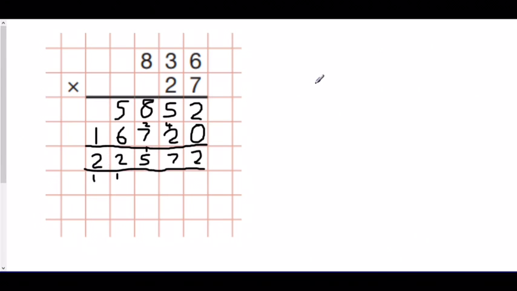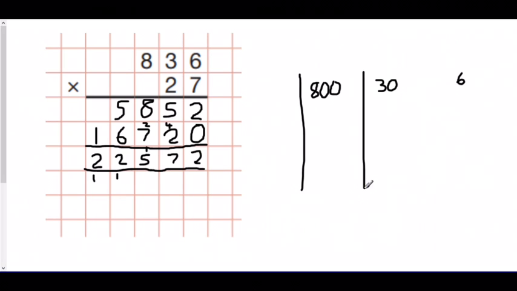22,572. If they really can't grasp that method, then if they get the right answer, they will still get 2 marks. To have a go at this method, if they get this right or this right, then they will get 1 mark. So sometimes it is better to just learn the right method.